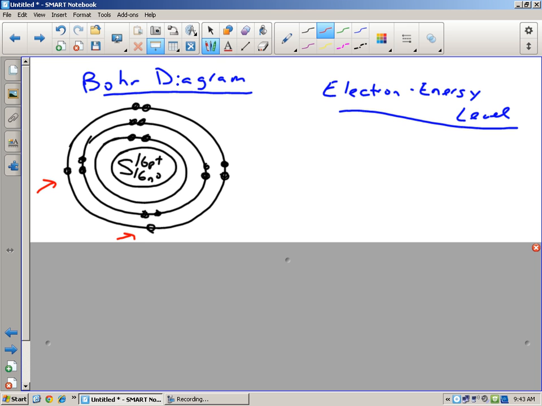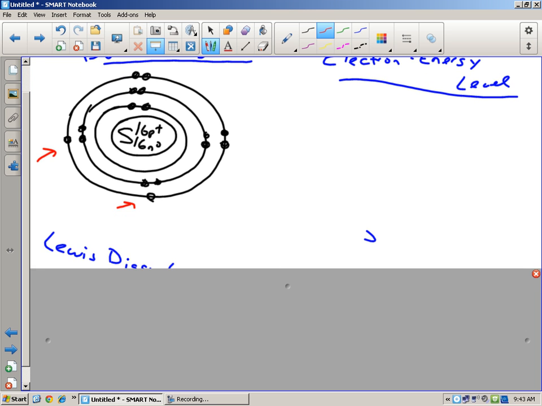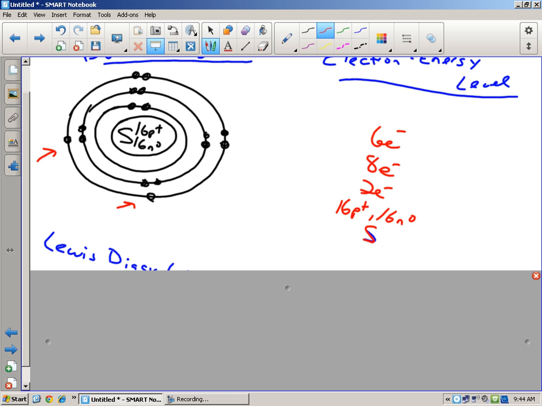Okay? Electron energy level diagram. So, sulfur. We have the protons and the neutrons. Okay? That's the nucleus we put there. Protons, neutrons, and then we just work up from there, right? So first energy level has 2, second one has 8, next one has 6, okay, for a total of 16.